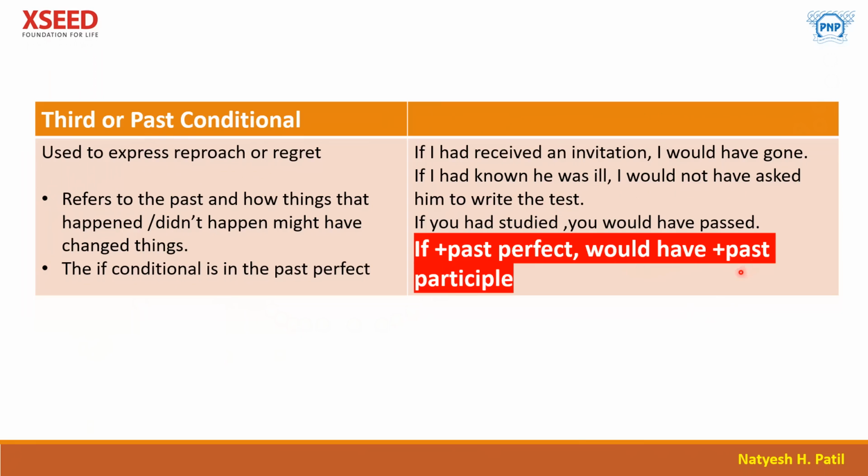Would have plus past participle we use. Past participle is nothing but the third form of the verb, in short known as V3, which is already discussed. We have already seen some of the examples when we took tenses practice. Understood? So the last one is, if you had studied, you would have passed. If you had studied, you would have passed.